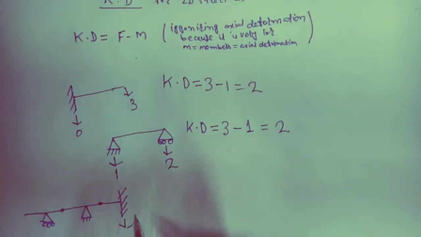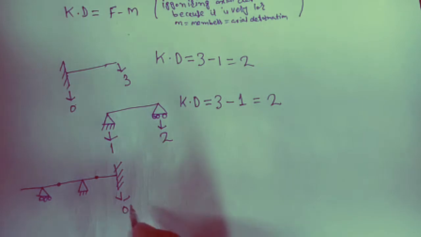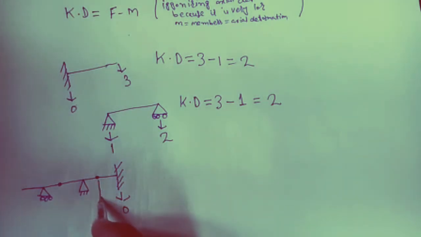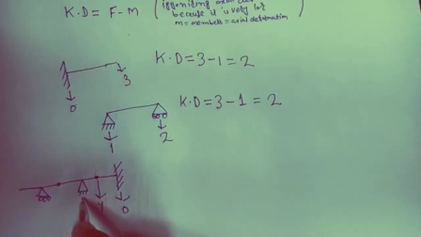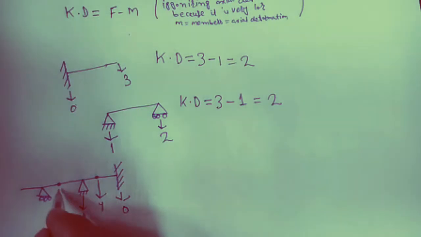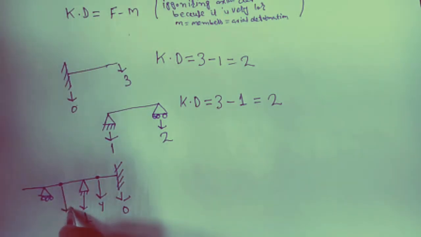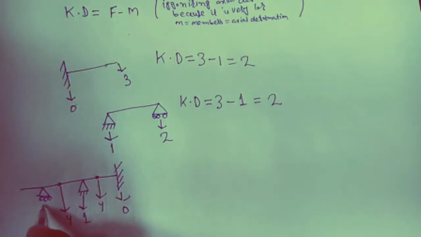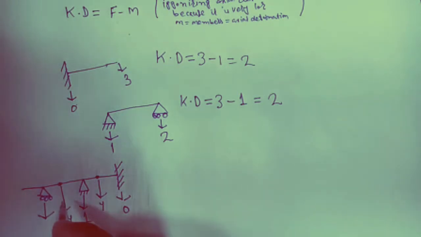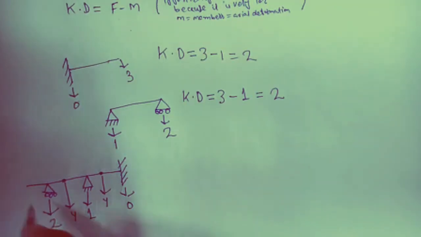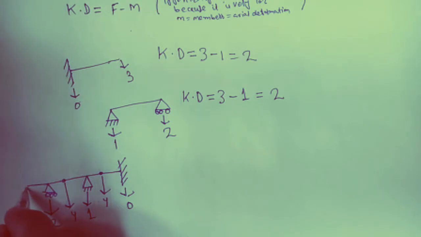This is a fixed support, so degree of freedom for this is 0, and you have to remember the degree of freedom for a hinge is always equal to 4. This is also a hinged support, so degree of freedom for this is 1. This is another hinge, so degree of freedom for this is 4. This is a roller support, so degree of freedom for roller is 2, and here there is no support, so all are degrees of freedom, so it is 3.